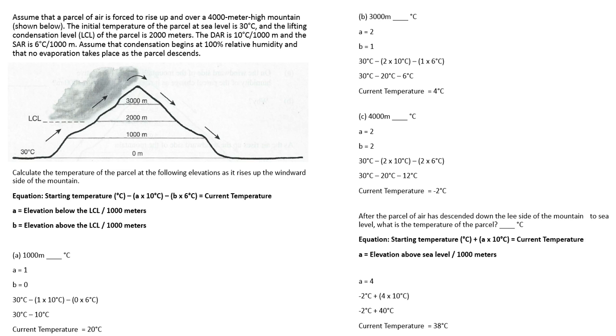In summary, in this video we have learned how to determine the temperature of a parcel of air as it rises from sea level, up and over a mountain, and ultimately ends back at sea level. The important items to remember from this video are that two lapse rates are used at very specific times and are reliant on where the lifted condensation level occurs.